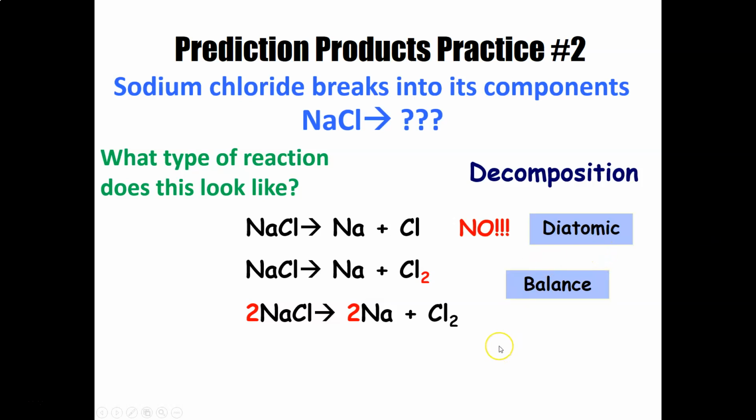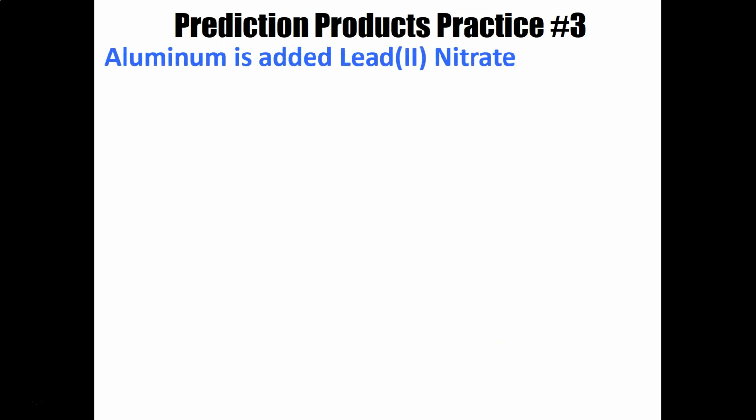All right, let's do another one. We have aluminum is added to lead 2 nitrate, not nitrite, not nitride, nitrate. Remember, be careful with those polyatomics. Well, aluminum is just a chunk of aluminum, so it'll just be Al. If I have lead +2 and nitrate is a -1, when I cross over, I'll need 1 lead and 2 nitrates.